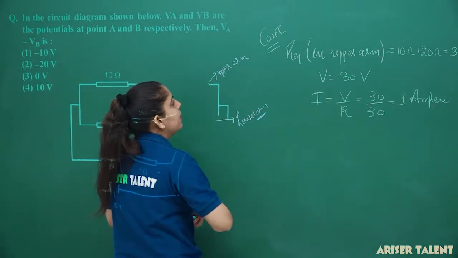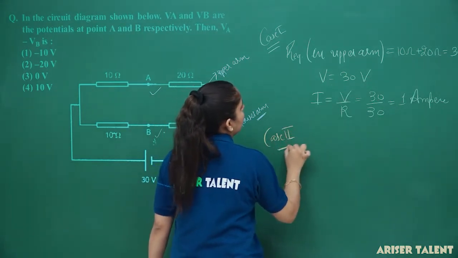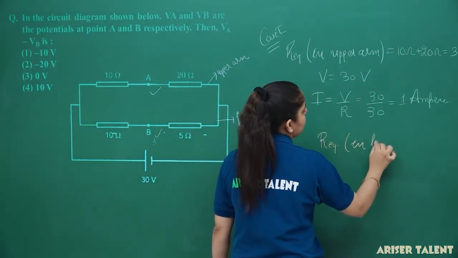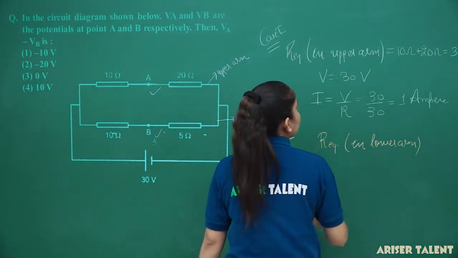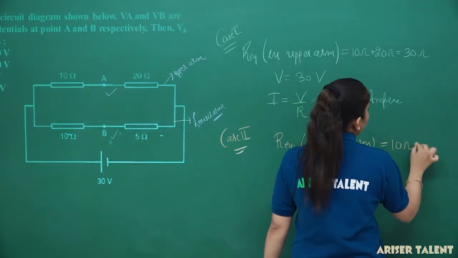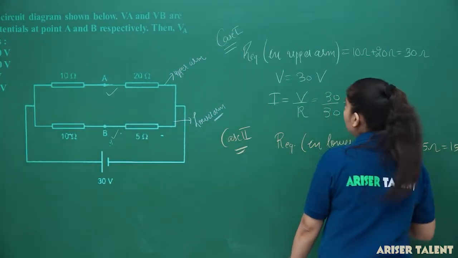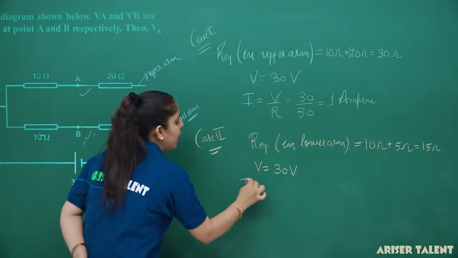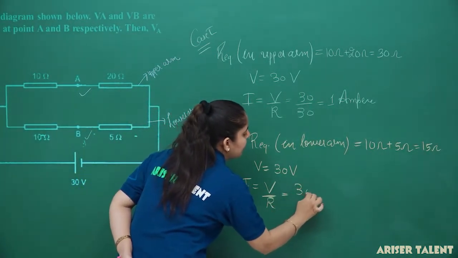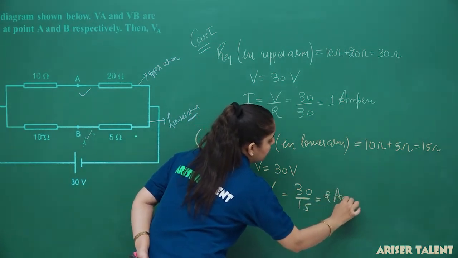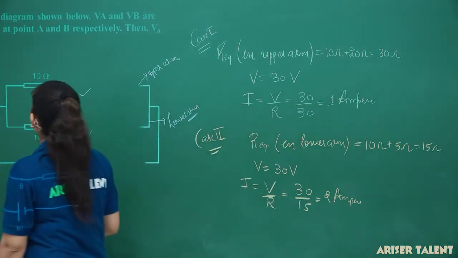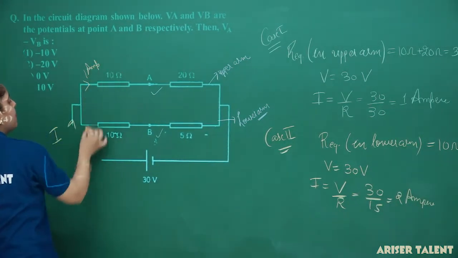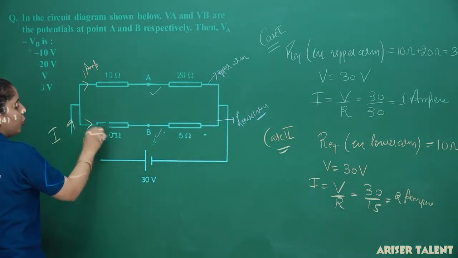Now, let us assume the lower arm will be our case number 2. In case number 2, if I am going to find out the equivalent resistance in the lower arm, it came out to be 10 ohm plus 5 ohm and it will give you 15 ohm. Now, voltage here is 30 volt. Again, value of current will be V upon R and 30 upon 15 will give you 2 ampere. So, you can say that if current is divided here into two parts, 1 ampere current will be flowing in this part and 2 ampere current will be flowing in the lower arm.